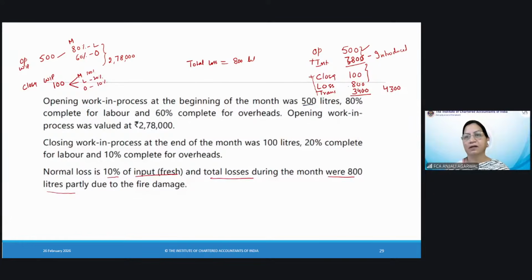Okay. And then now out of 800, when we are saying normal loss should be 10% of fresh input, so normal loss should be 380 liters. What remains? 420 becomes your abnormal loss so far.